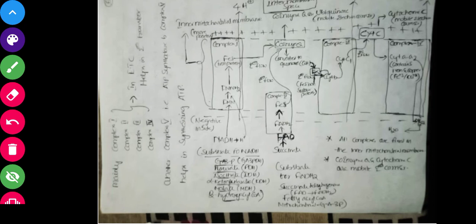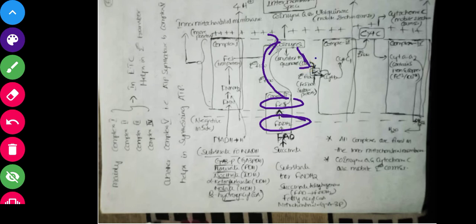So what is complex 2? It depends upon the substrate. It is succinate dehydrogenase, or succinate coenzyme Q reductase, because succinate dehydrogenase will reduce FAD and supply the electrons, forming FADH2. This will supply the electrons to the iron sulfur protein, and from iron sulfur proteins to coenzyme Q. From coenzyme Q, again the same cycle will follow.